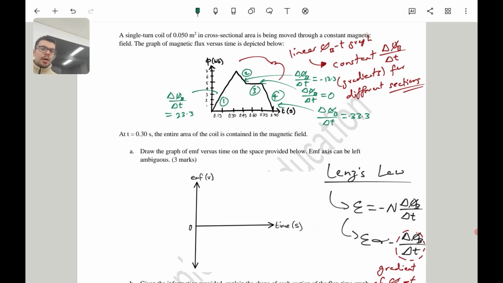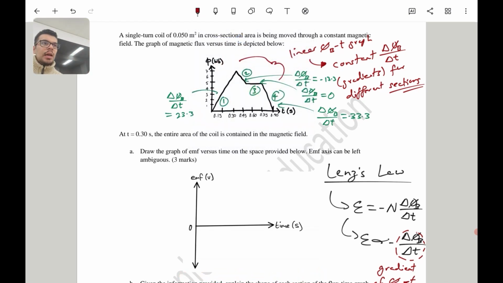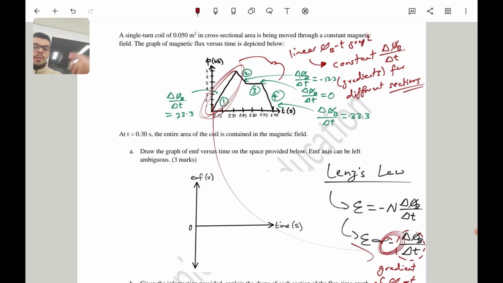If you're able to figure out which section has the greatest steepness and which has the least just by looking at the graph, then that's perfectly fine. But I know for myself I can't do that, so I would have to look at the actual values and calculate them. Okay, so for section number 1, we know that our graph has a positive gradient. So you have to add a negative in front of that, and therefore the EMF will be negative.